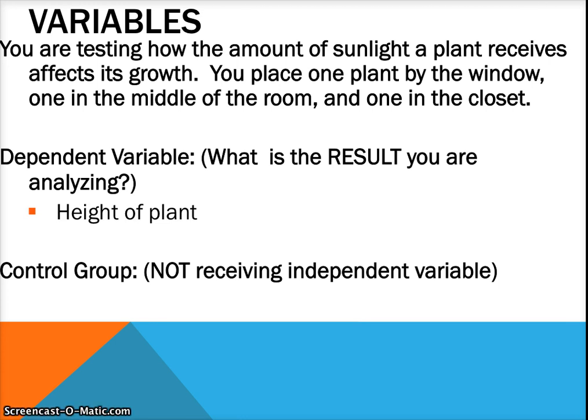What is the control group in this experiment? Which group did not receive the independent variable? Remember, the independent variable was the amount of sunlight. The plant in the closet, because it did not receive any sunlight.